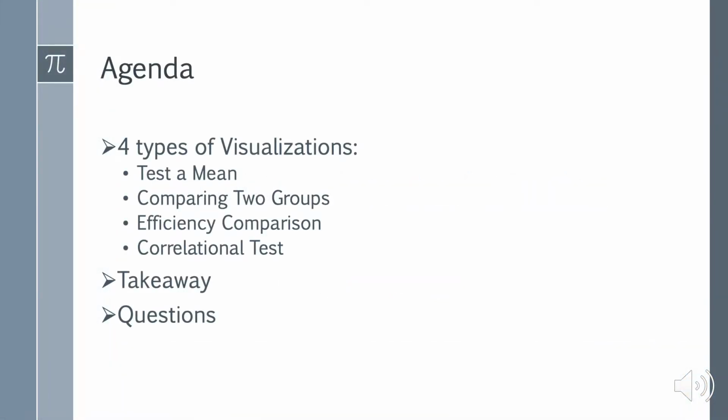The agenda. I'm going to cover 4 visualizations: visualization for the test for a mean, visualization comparing two groups, visualization of efficiency comparison, and visualization of a correlational test. I will conclude with the takeaway of my presentation, and then I will be open for questions.